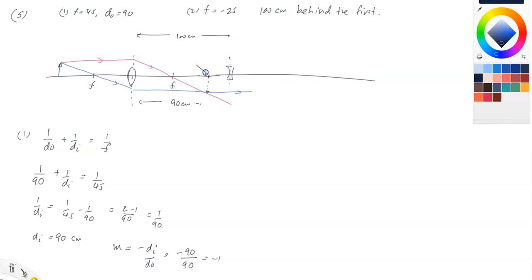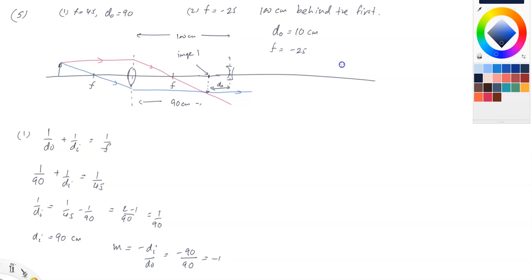This image 1, it's a real image, right? A real image means there's actual light in it. This image becomes the object for the second lens. So for lens 2, what is the DO distance? The image is 90 centimeters from the first lens, and between the lenses is 100 centimeters. So the DO for the second lens is 100 minus 90, 10 centimeters.